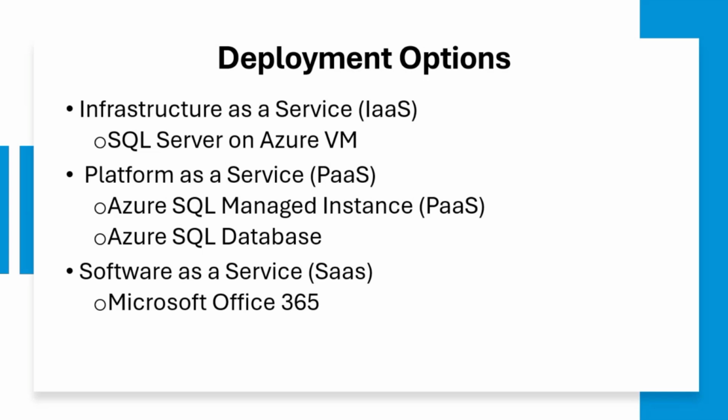With platform as a service, you get benefits like automated backups, automated patching, high availability, and dynamic scaling. If you want to increase your compute resources, you can dynamically scale up and down. That is taken care of by Azure itself. Under platform as a service, Azure SQL Database and Managed Instance are the two examples.